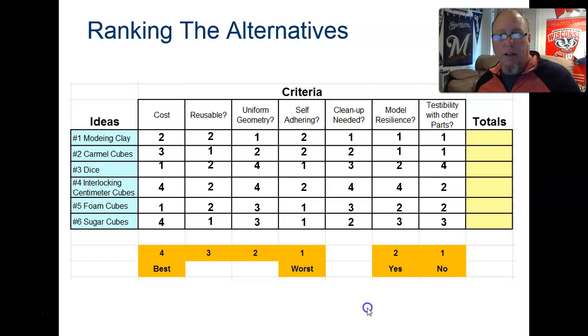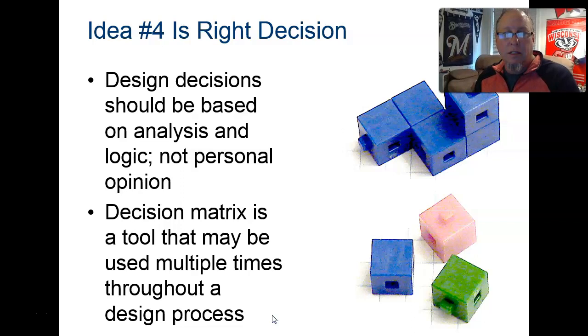Give you a second to process what the numbers look like. And then what you do is you total them all up. So when you total them all up, there's definitely a clear winner. That interlocking cubes would definitely be the right decision to go with.